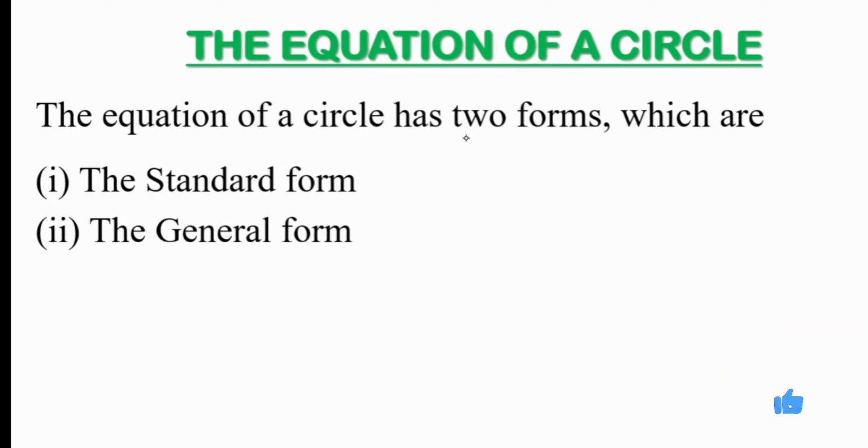Now, the equation of a circle. The equation of a circle has two forms, which are one, the standard form, and two, the general form. So you are going to look at these two things. Basically, the equation of a circle has two forms. We have the standard form and the general form. Now, let's look at the proof of the standard form of an equation of a circle passing through the origin.